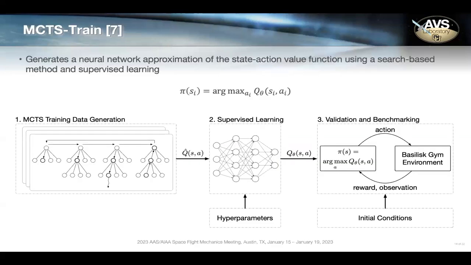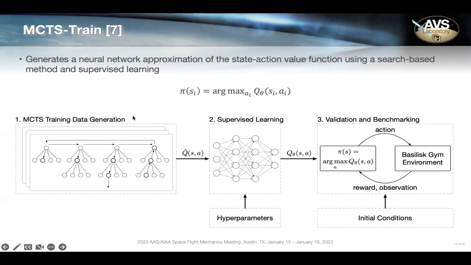Now onto the methods. The first method that we use is MCTS train. Really, this is kind of a value-based method. We use Monte Carlo tree search to generate estimates of the state action value function, shown here, Q hat of S, A. We'll generate typically around 45,000 of these data points. And then these are regressed over using a variety of neural networks with different hyperparameters. Each of those neural networks is its own approximation of the state action value function. And then those approximations are benchmarked in the environment.